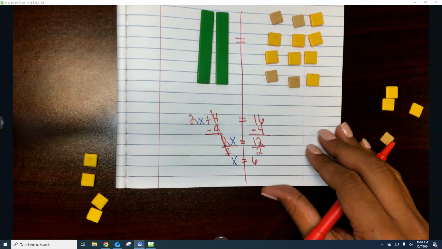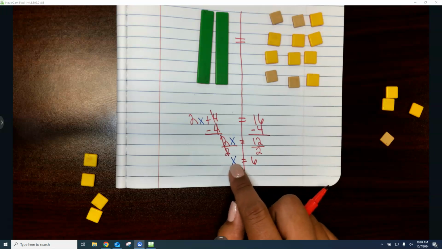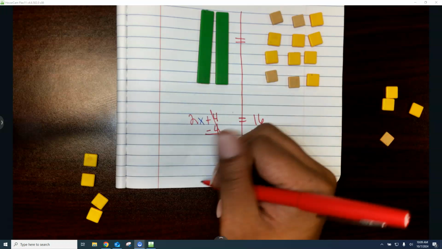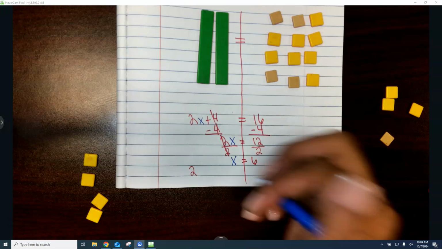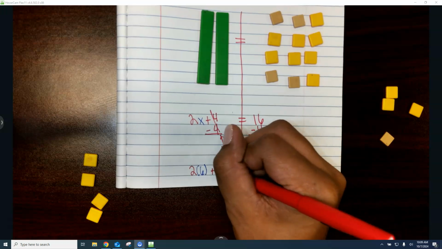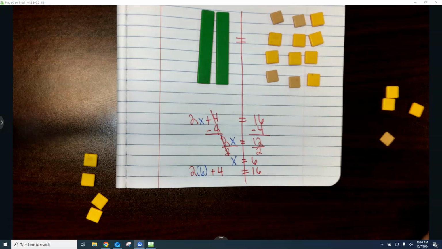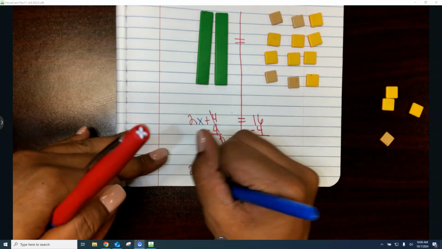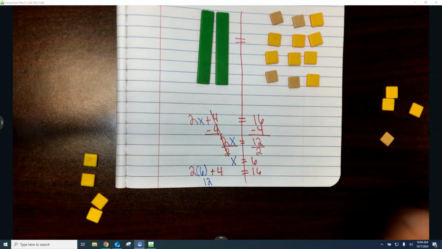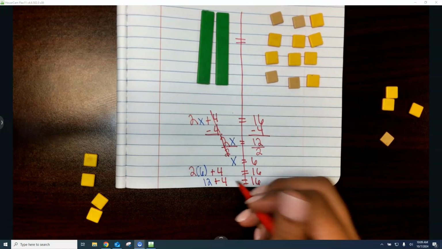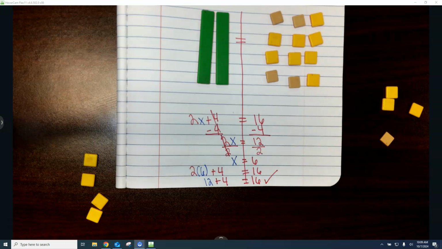If I want to check my answer, I just replace or substitute wherever I see x. So whenever I see x, I'm going to replace it with the 6. So we have 2 multiplied by our x, which is 6, plus 4 equals 16. So let's see if this is true. 2 times 6 is 12, plus 4 equals 16. 12 plus 4 does equal 16. Therefore, my equation is balanced.